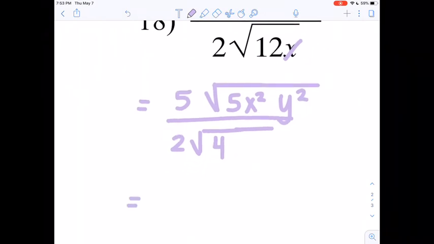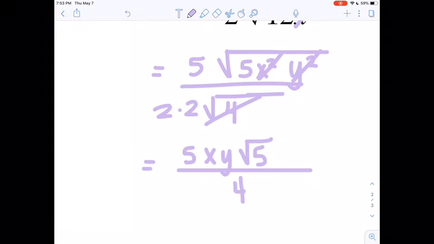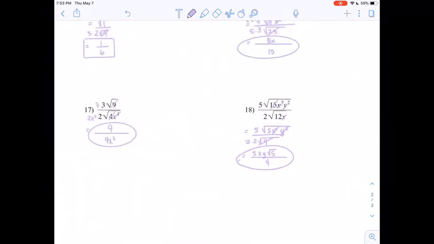Okay, so I see a perfect square in the denominator. So I'm going to take the square root of that 4. That's going to become 2. It's going to multiply with that 2 on the outside, so that's 4. And then simplify what we can in the numerator. So the x squared is a perfect square, so that becomes x. The y squared is a perfect square, so that becomes y. And all you have left on the inside is that 5. And then there's our final answer.